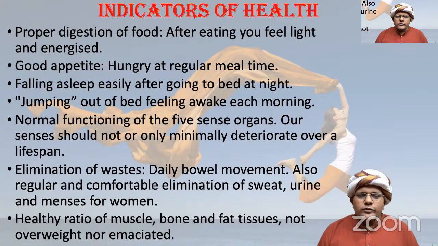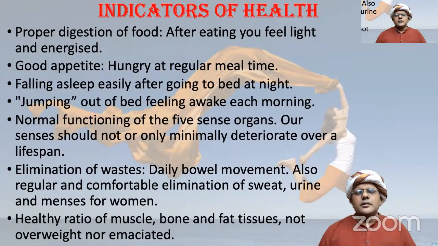And of course, healthy ratio of muscle, bone, and fat tissues, not overweight or not emaciated. Generally, each of us comes with a certain body type. Vata people are generally very slim, lean in nature. Pitta people are moderate in their build, good physique. And Kapha people are on the chubbier side. That is their own constitution.